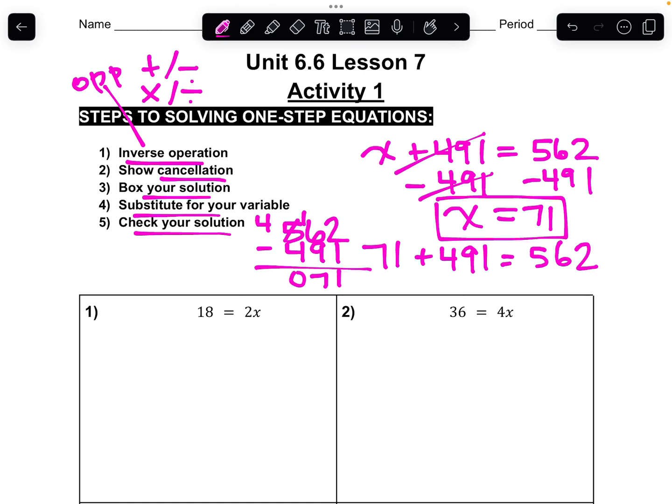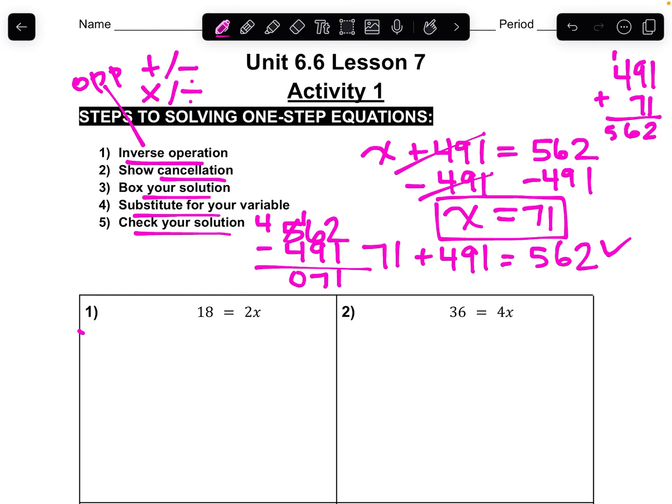Only we can't just say it does and it becomes true. We have to actually add it. So I'm going to go over here and I'm going to write 491 plus 71 to see if I get that. I do. There it is, and it checks. Now you put your check mark and you're done. So those are the steps we're going to follow this entire time.